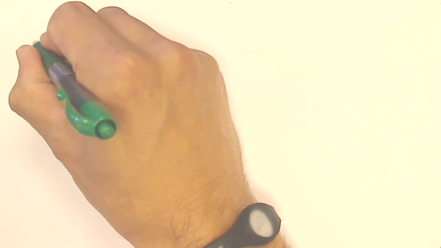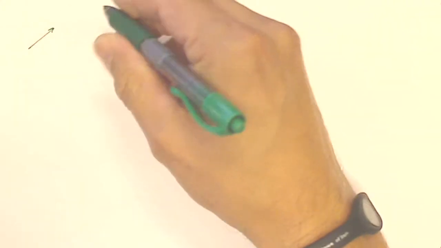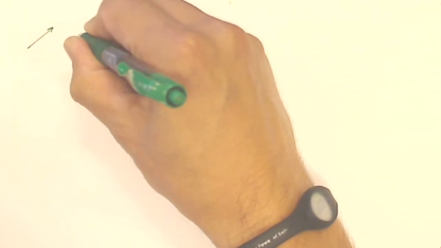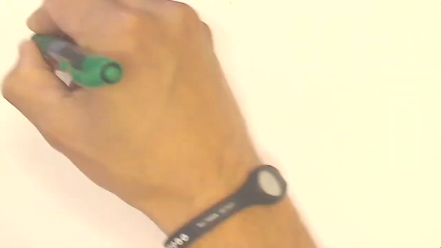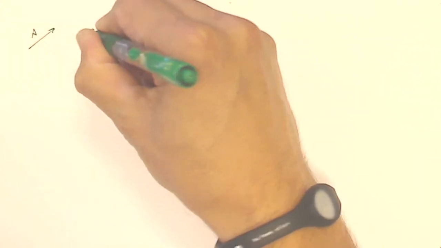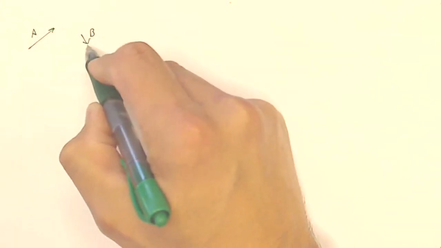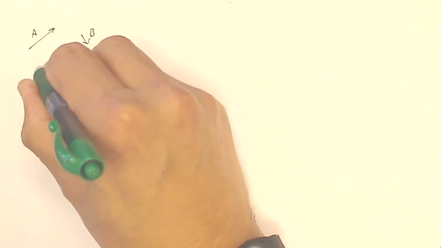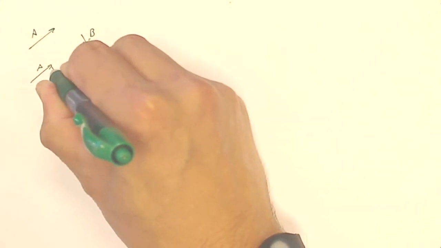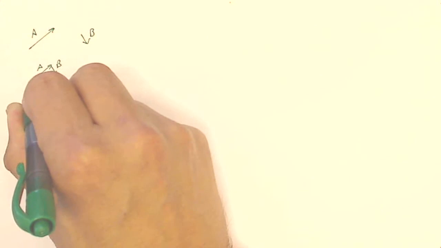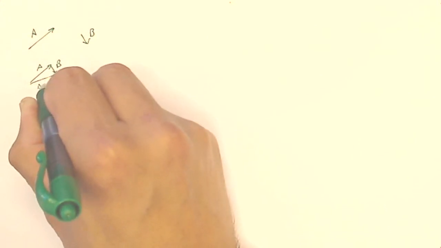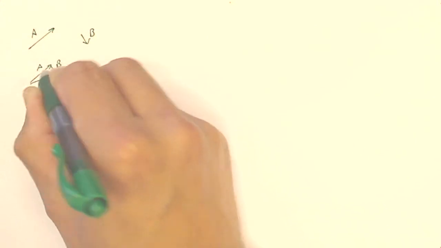First off, when we have a vector in this direction, and we have another vector we want to add to it that might be this. If this is vector A and this is vector B, we can align the vectors head to tail. So we would have vector A and vector B, and the resulting vector would be A plus B.